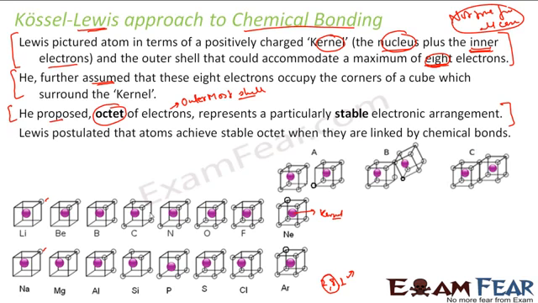And he also postulated that atoms achieve a stable octet when they are linked by a chemical bond. Example, if you see this case, this atom A has 7 electrons in the outermost shell, B also has 7 electrons in the outermost shell. When they combine, the electron is shared. I'll make the shared ones blue or red. These electrons are shared, they are actually shared. So this is a shared electron.